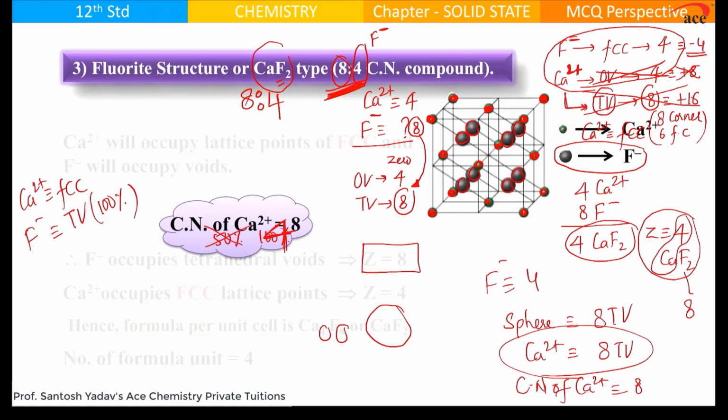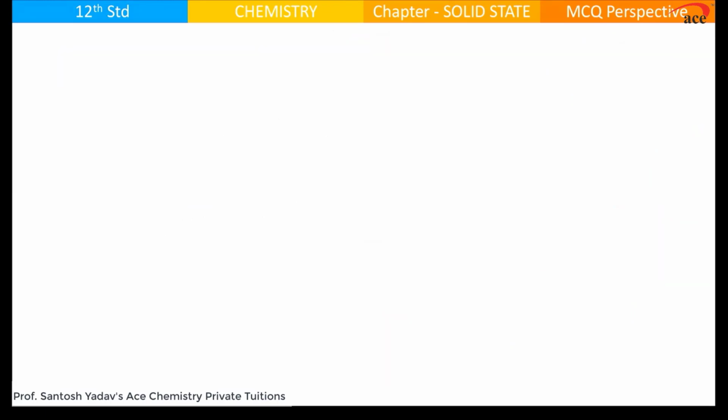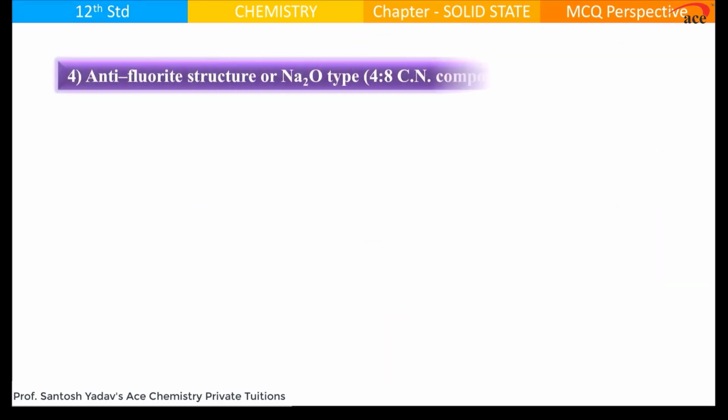What is the number of calcium? 4. What is the number of fluoride? 8. What is the coordination number of fluoride? 4. What is the coordination number of calcium? 8. And how many formula units of calcium fluoride are present? 4. That was about the fluoride structure, where the example is calcium fluoride. And from this we go to the next ionic structure, anti-fluoride.